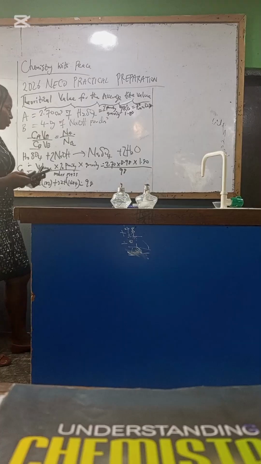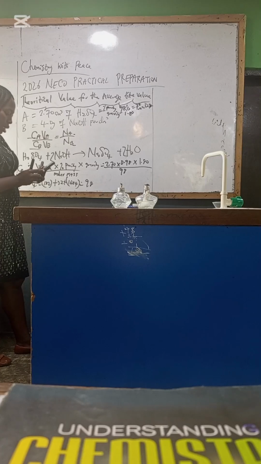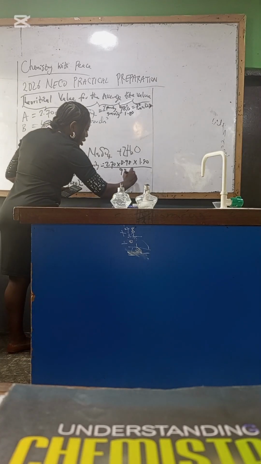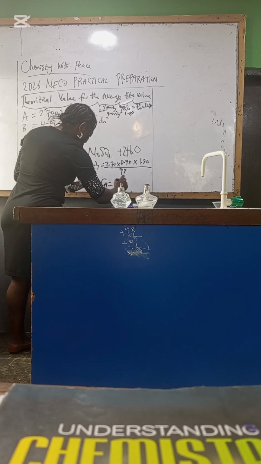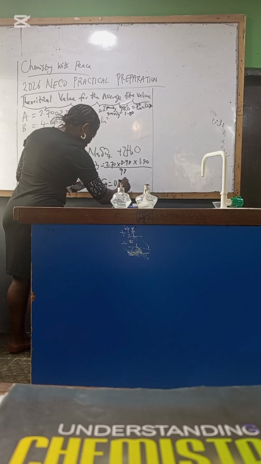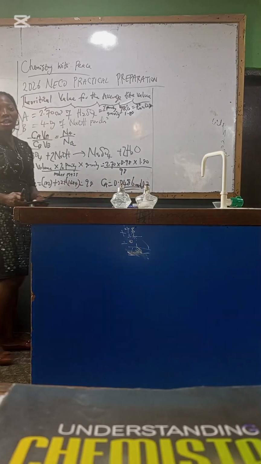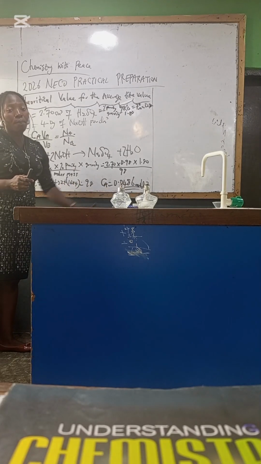Please use your calculator. 2.70 times 0.98 times 1.80. So with that, we just got our CA to be 0.0486 mole per dm cube. So we just got the molar concentration for A to be 0.048 mole per dm cube.